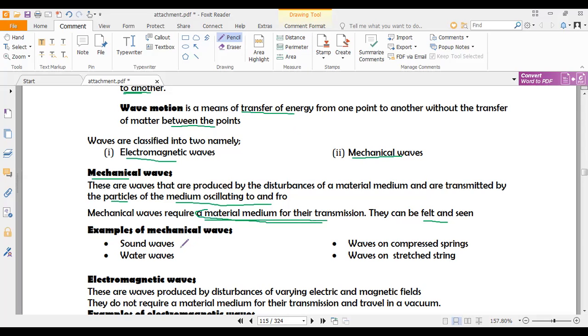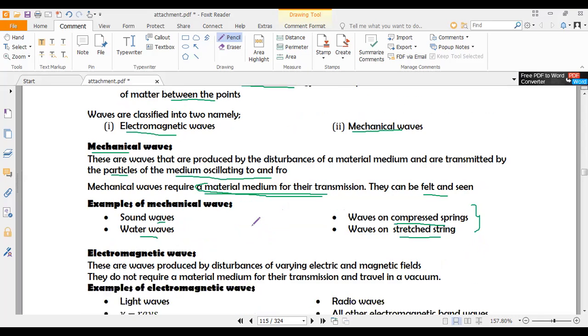Some examples of mechanical waves: we have sound waves, they are mechanical; water waves are mechanical; waves in compressed springs and waves in stretched strings. All these require a material medium to be transmitted.